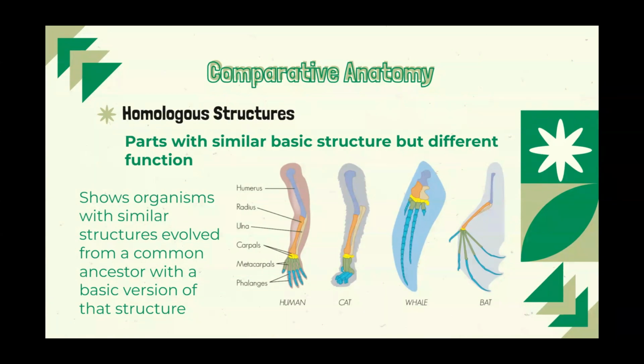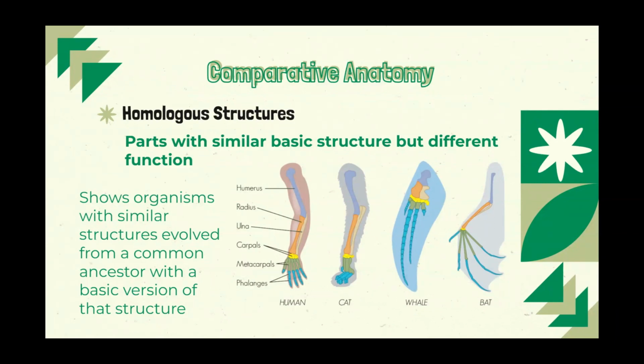For example, the radius and ulna are always beside each other, no matter what. And you have these small bones, the phalanges, that make up the fingers, at least in humans. So there's that similarity in structure, but the function is different.